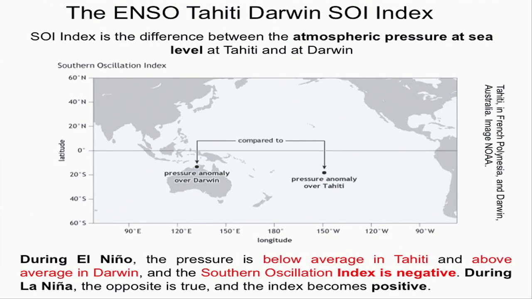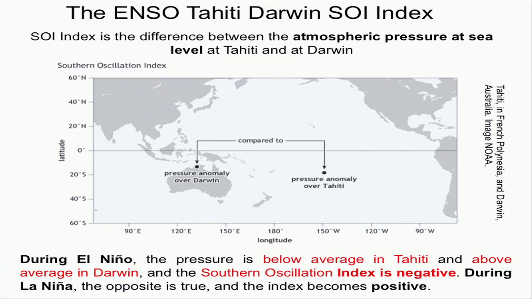So, way back in the 19th century, when these measurements were first started, there were effectively only two stations in this part of the world, one at Tahiti and one at Darwin. During an El Nino event, it was noticed that the pressure is below average in Tahiti and above average in Darwin. So if you subtract those differences at Tahiti and Darwin, the Southern Oscillation Index, or SOI, is negative. Now during La Nina, the opposite is true. It becomes positive. So there's this long-term time history of pressure at these two sites, which we can use to look to see whether we have El Nino or La Nina events. But you can see immediately there's a problem with that SOI. Look at the locations.